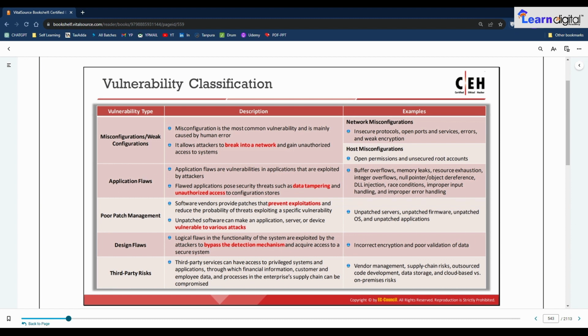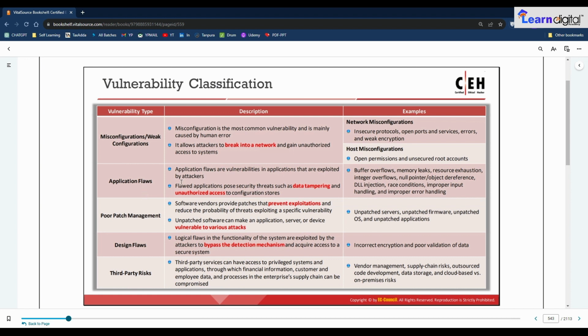There are a lot of things you can have a look at, like network misconfiguration and host misconfiguration. Then you can see the application flaws, right? Application flaws are vulnerabilities in the application that can be exploited by the attacker. So yeah, there is a lot of material on the vulnerability classifications.